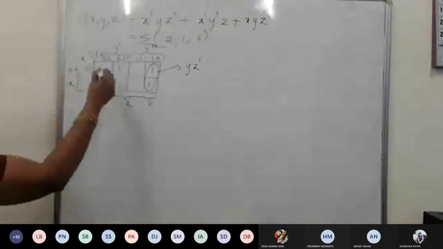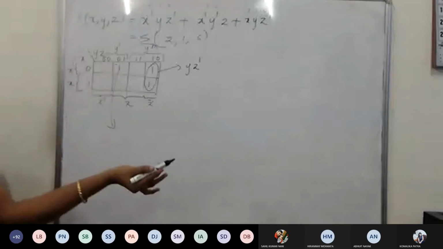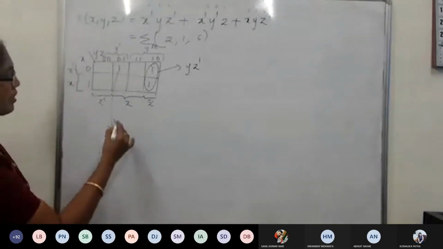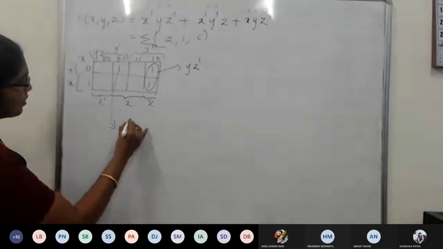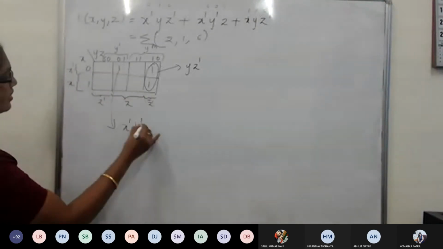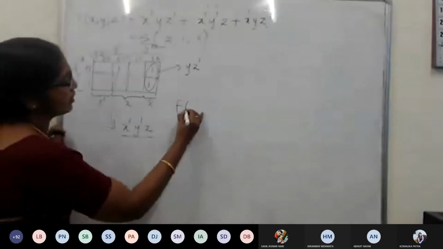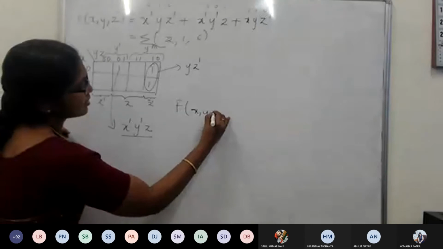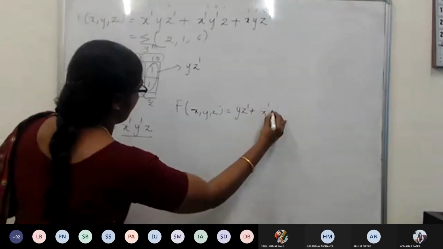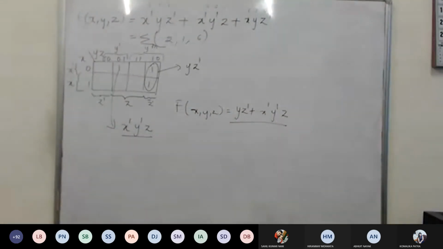Now coming to this particular one, it is not clubbed with anything, so it remains as it is. Its x dash is there, its y dash is there, and it is z. So the reduced form of f of x, y, z is y z dash plus x dash y dash z. This is the reduced form. Other than this, we cannot reduce.